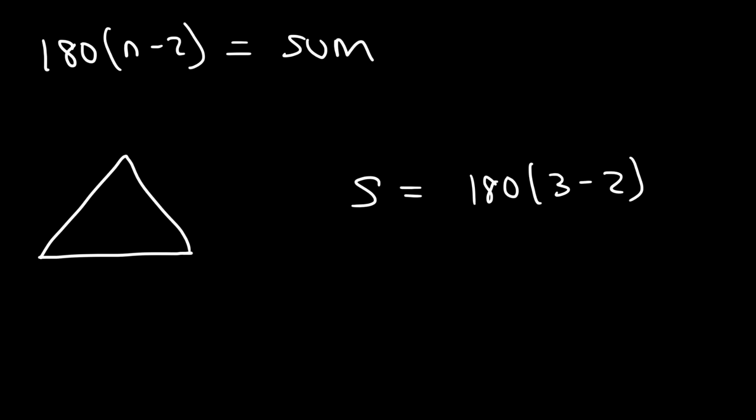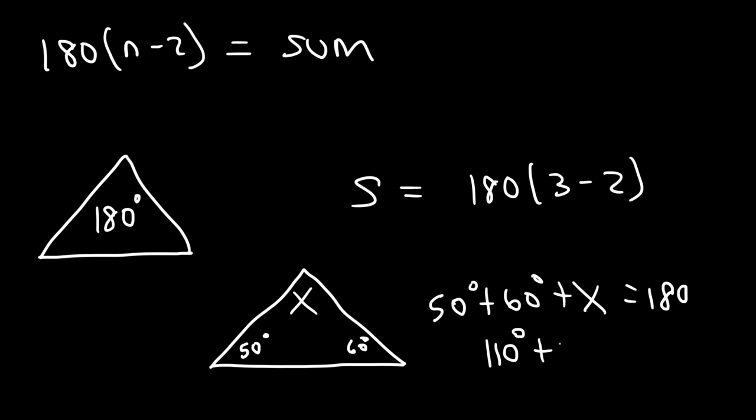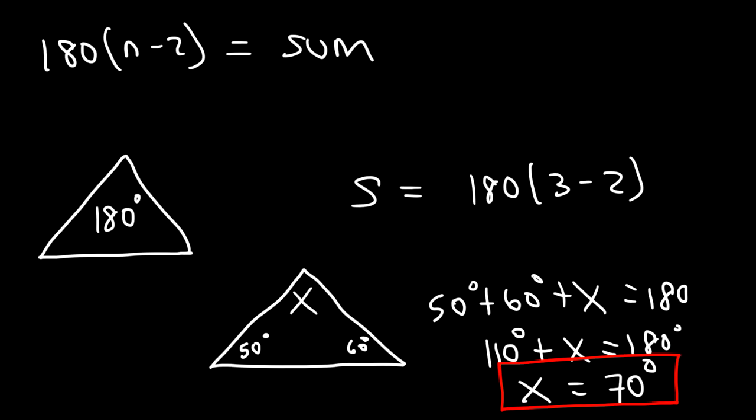3 minus 2 is 1. 1 times 180 is 180. So the sum of all three angles of a triangle is 180. Knowing that, let's say this angle is 50 degrees and this angle is 60. What's the missing angle? What's the value of x? Well, we know that 50 plus 60 plus x has to add up to 180. And 50 plus 60 is 110, and x is going to be 180 minus 110, so the missing angle has to be 70. So for a triangle, the three angles inside of a triangle must add to 180 degrees.